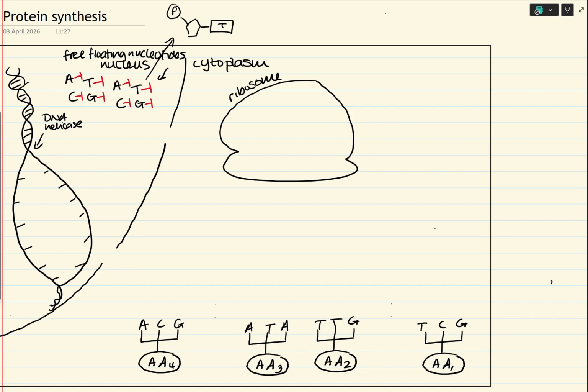Remember, a gene is a section of DNA and exists in different alleles. This could be the gene from here to here, could be the gene for insulin. And we want to express that gene. So DNA helicase comes along and it breaks the hydrogen bonds between the bases of that gene, exposing the bases. So let's add some bases here. If this was an A, that would be a T. If that was a C, that would be a G. And we'll keep going.